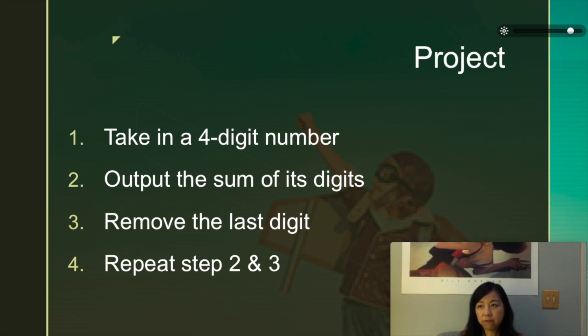For example, if it's a 1, 2, 3, 4, we add all of them together. 1, 2, 3, and 4 becomes 10, and so we will output that the sum will be 10. But then we will remove the last digit, so it becomes 1, 2, 3, and then we will say the sum of 1, 2, 3 digits is 6. We will repeat it until there's no more digits left.